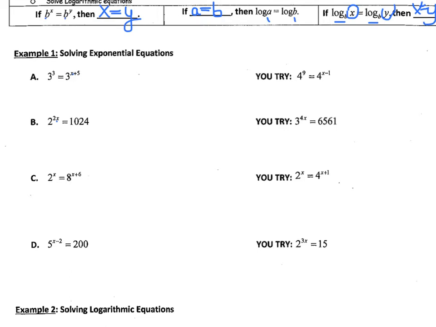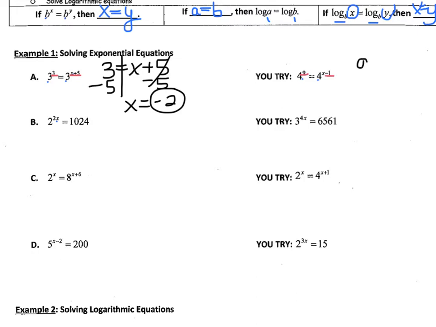So let's look at A. See how we have base 3 and base 3? It means that we can set the exponents equal to each other. So what we're going to write is 3 equals x plus 5. And then we just solve it for x. So we'll subtract 5 from both sides, and x equals negative 2. You'll do the same thing on the next one. Since 4 and 4 are the same, you'll write 9 equals x minus 1 and solve that for x. In order to do that, you'll add 1 to both sides, and you'll get 10.